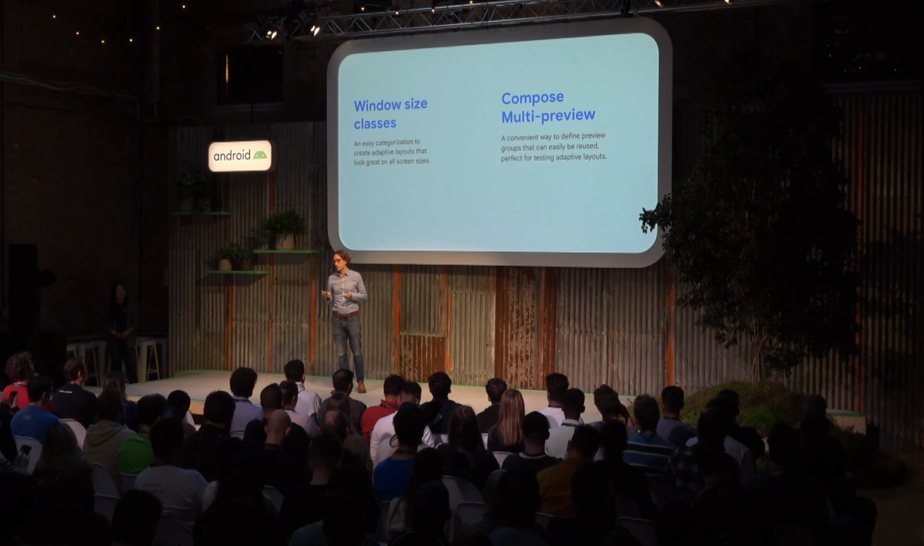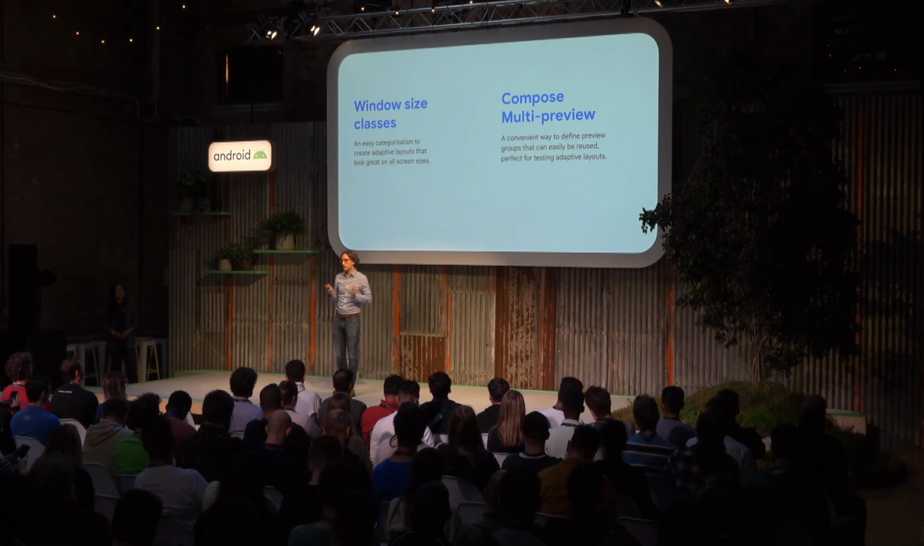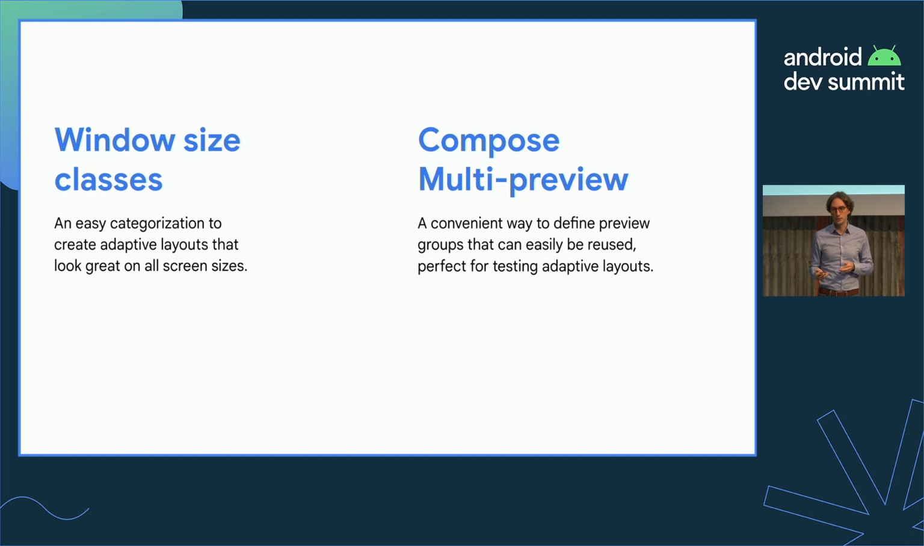So to recap, for Compose tools, we have an easy way to deal with window size classes, and that is using the Material 3 window size class library. It provides you with very easy to use APIs so that you don't have to think about how to deal with that yourself. And then thanks to the Compose Multipreview, you can easily preview any number of configurations and check that your composable indeed works as intended across multiple devices.